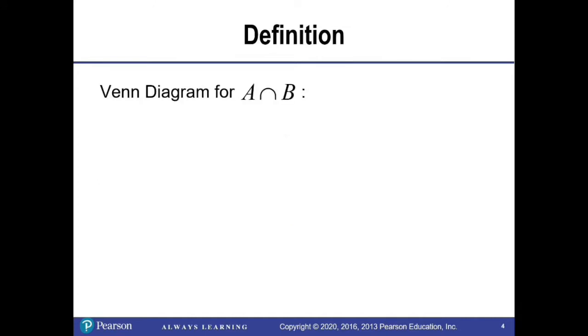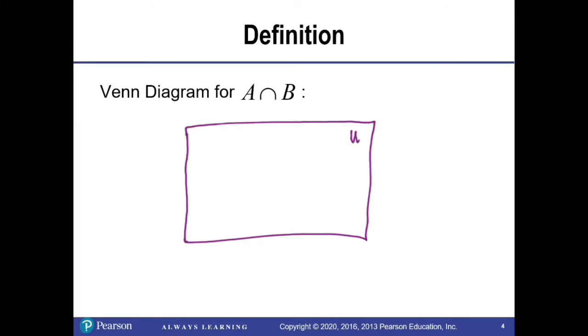For our Venn diagram for A intersect B, we begin with our rectangle for our universe. Then we draw our loop for A. Next, draw your loop for B, and notice that the loop for B overlaps the loop for A. Because we're looking for what's in common in both, we shade where the two sets, the two loops, overlap.